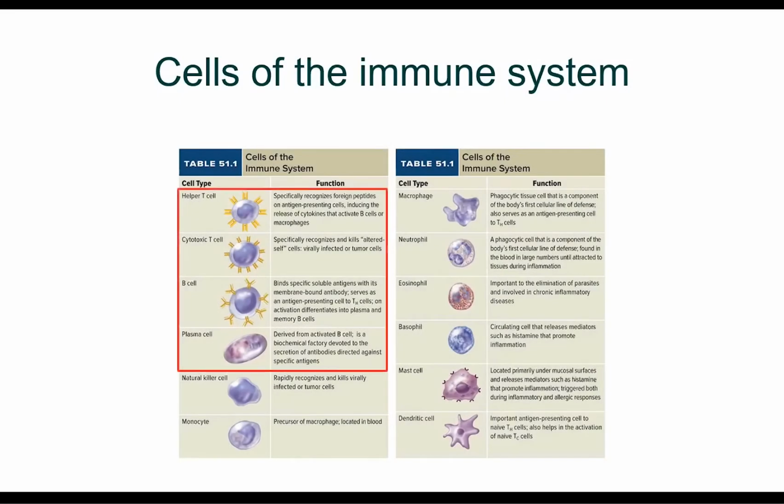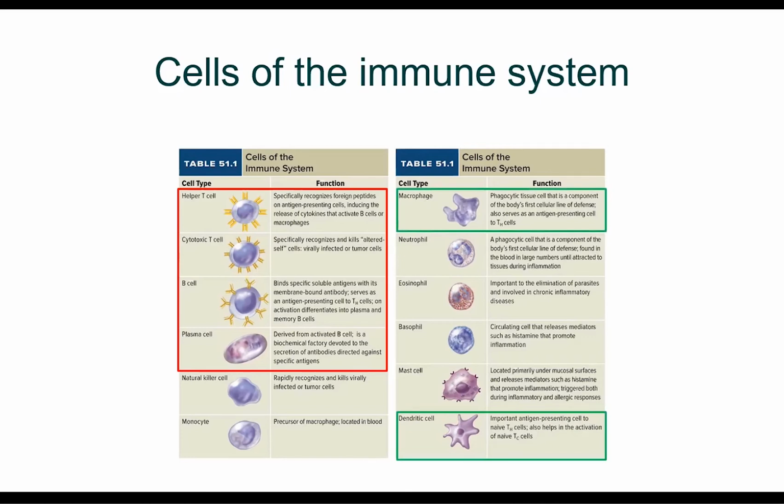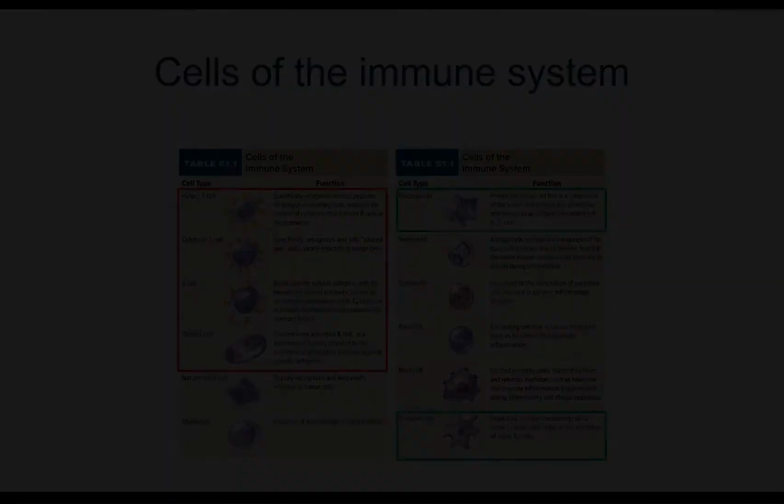Today, we're going to be looking at helper T cells, which are involved in B cell activation, cytotoxic T cells, which recognize and kill self cells that have become infected or altered in some way, B cells, which are the cells that differentiate into plasma cells, which are dedicated antibody-secreting cells of the immune system, and additionally, we're going to look at the role that macrophages and dendritic cells play in the adaptive immune system.